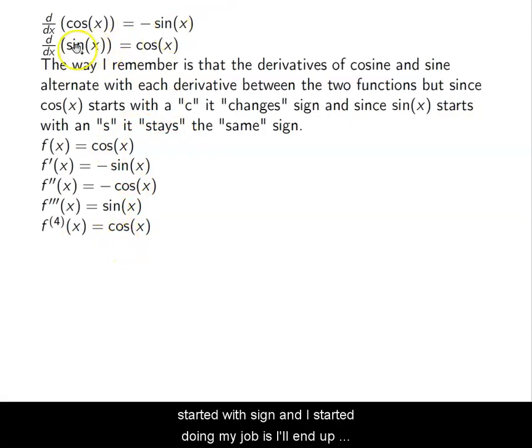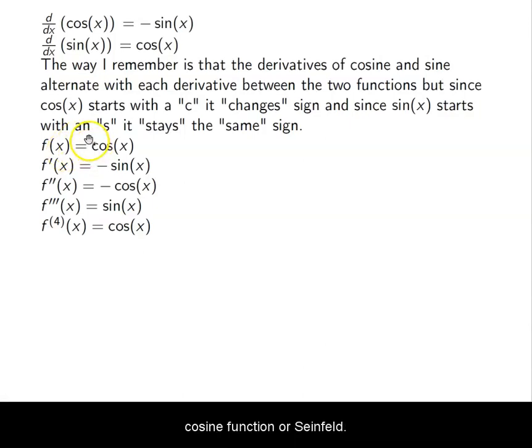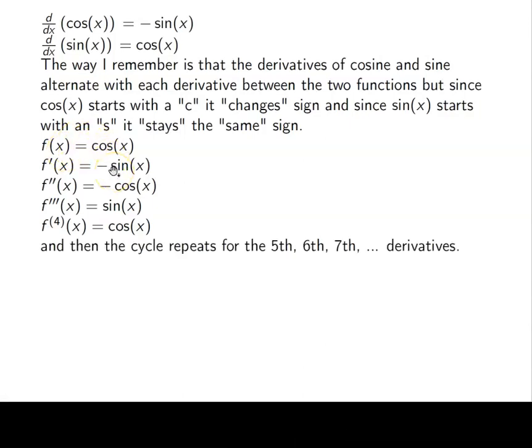Same thing if I started with sine and then I started doing my derivatives, I'll end up back at sine at some point because it just alternates back and forth between sine and cosine, and the signs will also alternate according to whether or not you're taking a derivative of a cosine function or a sine function. Okay, so the cycle repeats for 5th, 6th, and 7th values. So again, this is called a cyclic nature for our derivatives.